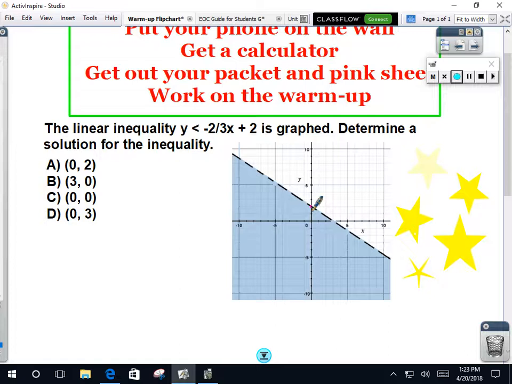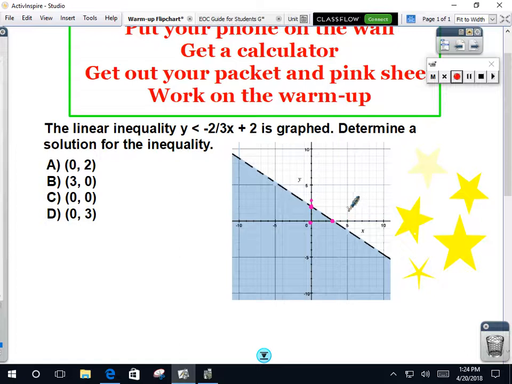So it would land on the line. (3, 0) would be right 3 and then don't go anywhere on the y-axis, so that would land on the line. (0, 0) would be at the origin, and (0, 3) would be up here above the line.